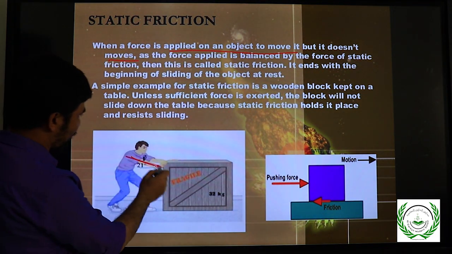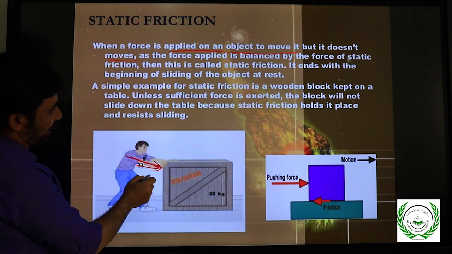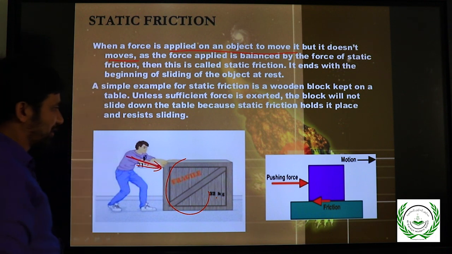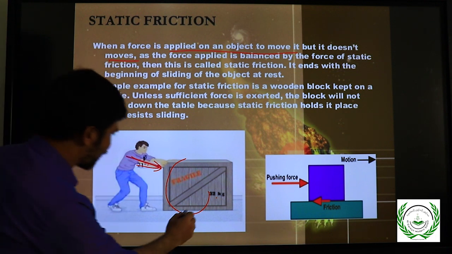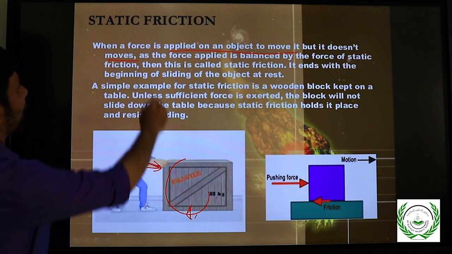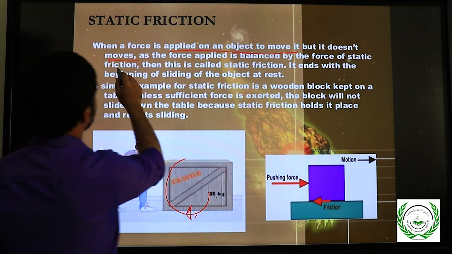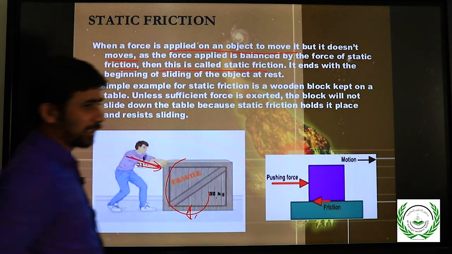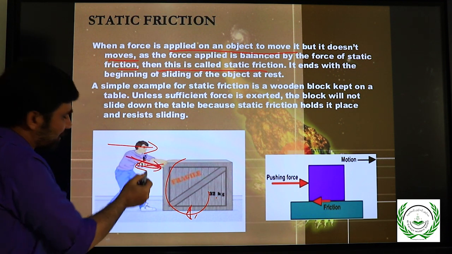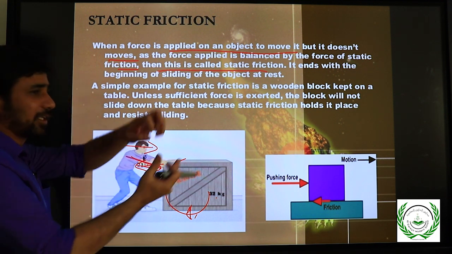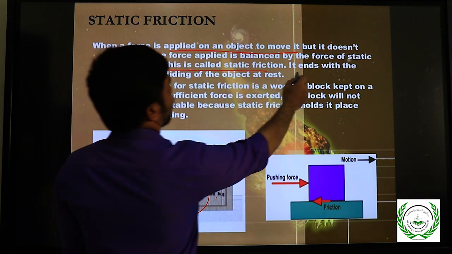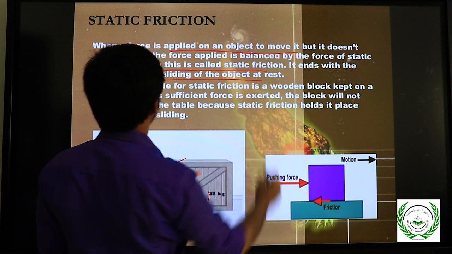See, look here, a person is applying a force at a certain angle on a box of about 32 kg, and it is not moving. Then we can say there is static friction between these two. The force applied is balanced by the force of static friction, so this is called static friction. Whatever force we apply, the friction has the same force. It ends with the beginning of the sliding of the object at rest.